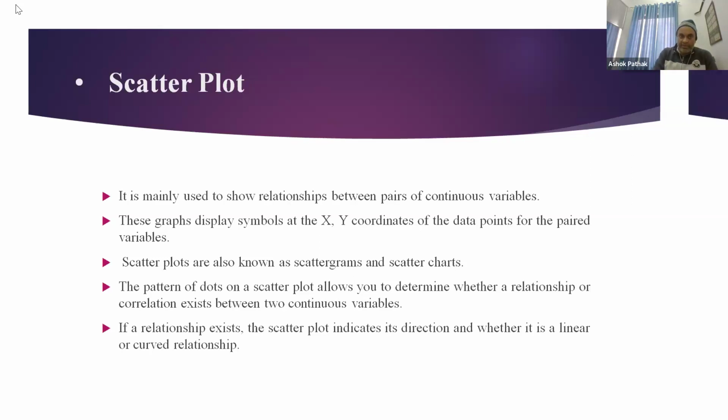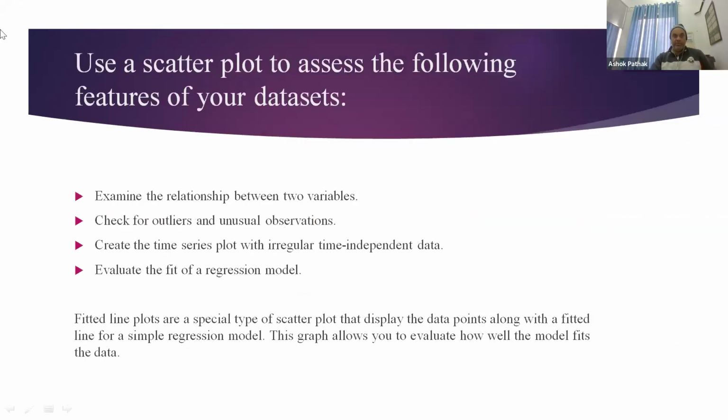So now we will make a scatter plot. Use of scatter plots to select the following features of data. Examine the relationship between two variables. Check the outliers and unusual observations. Create the time series plot with the regular time-independent data set. Evaluate the fit of the regression models. A fitted line plot is a special type of scatter plot that displays the data points along with the fitted line of the simple linear regression. This graph allows us to evaluate how well the model fits the data.